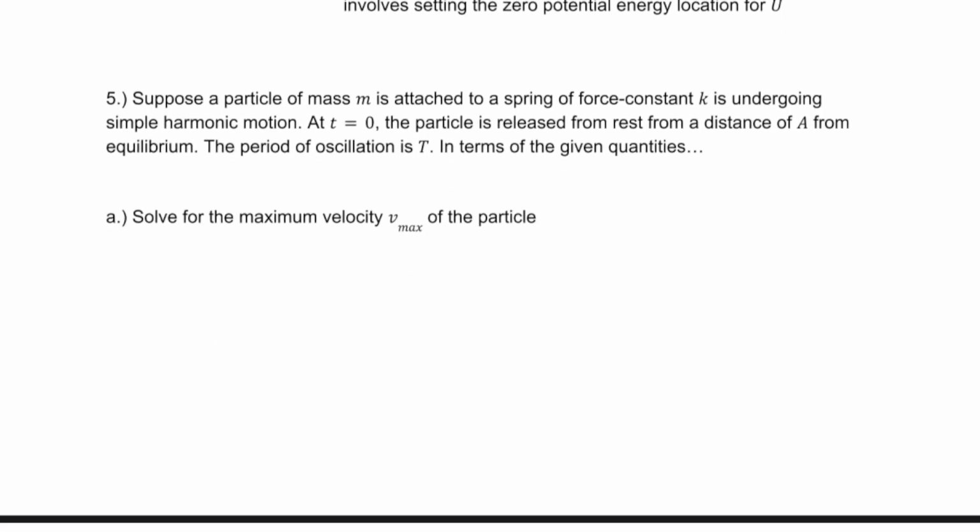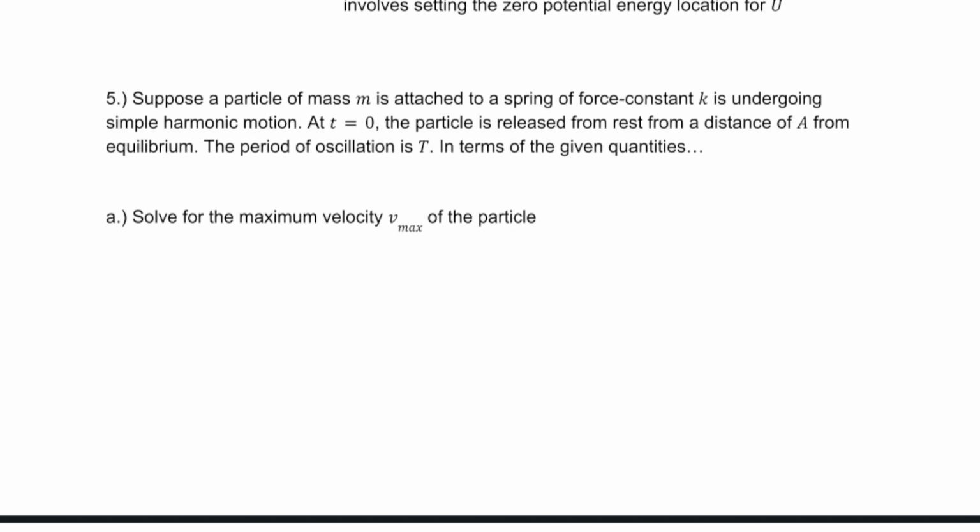So suppose a particle of mass m is attached to a spring of force constant k, and it's undergoing simple harmonic motion. It's released from rest at time equals 0 at its amplitude. And we're given the oscillation period as T. And we want to derive the max velocity as our first part.